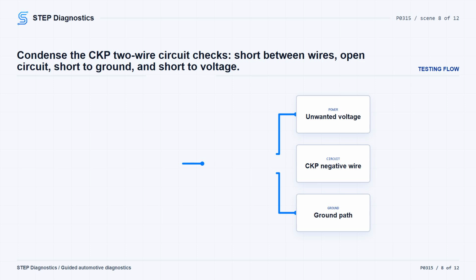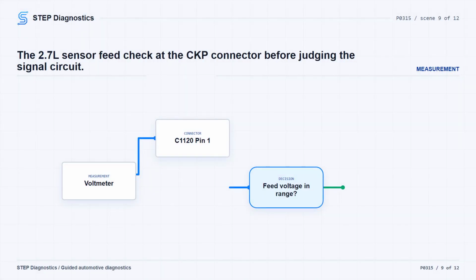The shield is there to protect the CKP signal from outside electrical noise, and it is grounded internally through the PCM. After that, check for a short between CKP positive and CKP negative. Resistance should be greater than 10,000 ohms. Then check the CKP circuits for an open. Resistance should be less than 5 ohms. Then check the CKP circuits for a short to ground. Resistance should be greater than 10,000 ohms. Finally, with the ignition on, check the CKP circuit for a short to voltage. If any voltage is present where it should not be, repair the short circuit, clear the PCM DTCs, and repeat the self-test. Next, check voltage at the sensor.